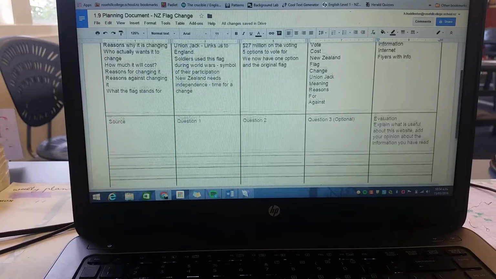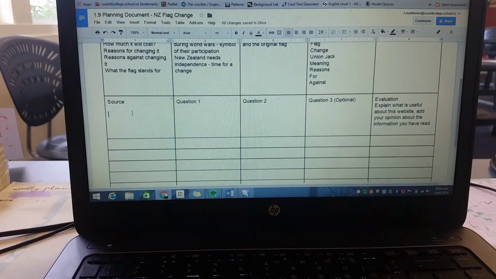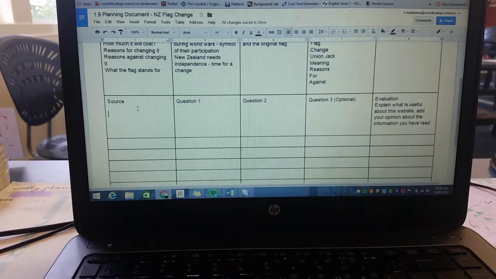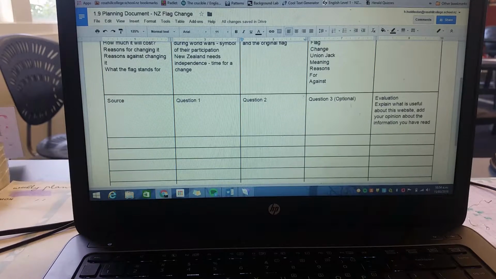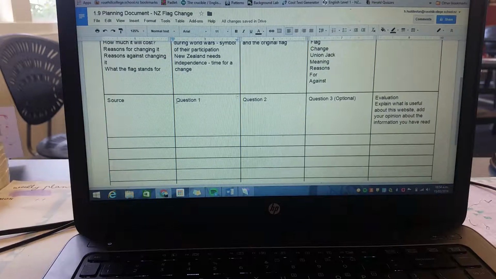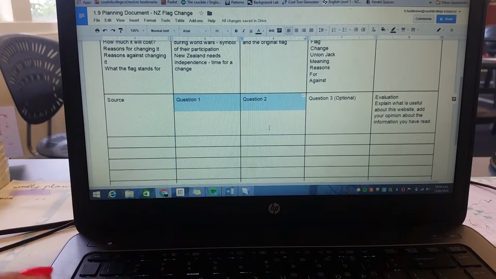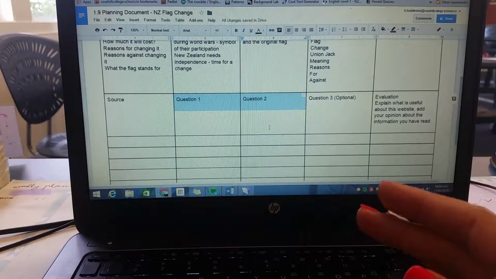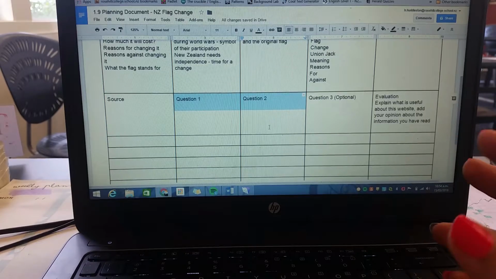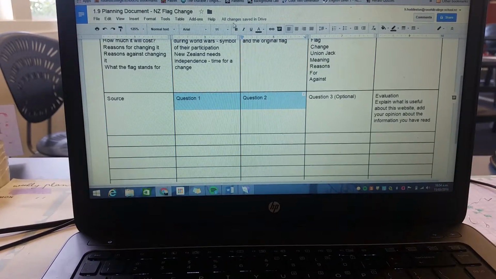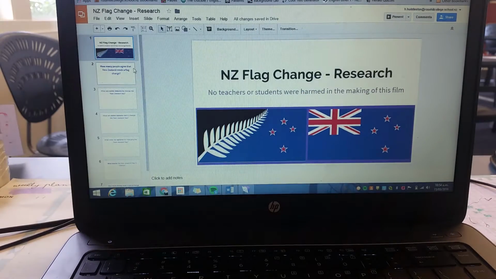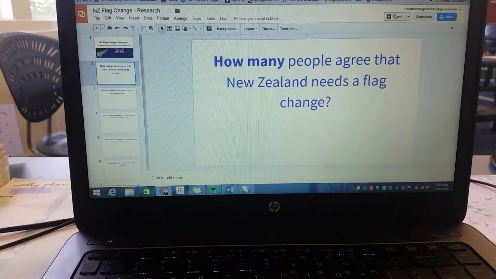Okay, so once you've done all of that, you move down into here. Your sources is where you find information. This stays blank until you have got questions 1 and 2 and potentially 3. Now, these questions that you make are really important. These questions form the basis of your inquiry, and they need to show that you're looking at both sides of the story. So we've got a couple of questions here that we could use as potentials.